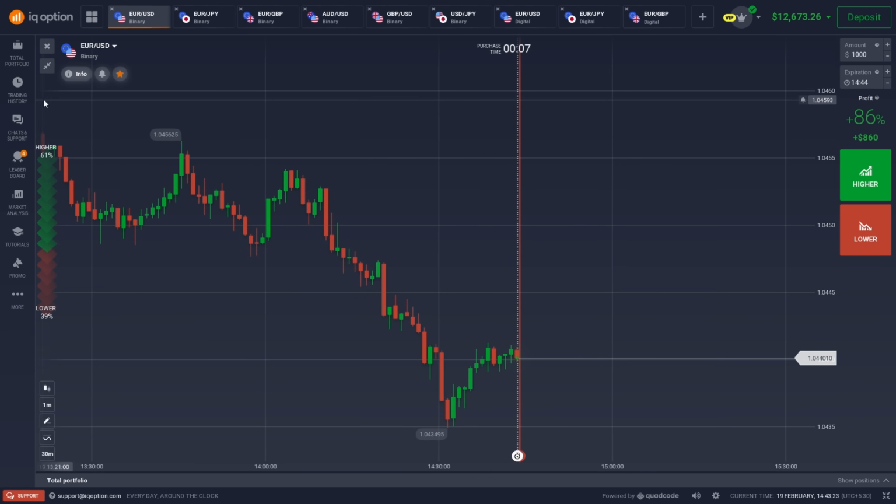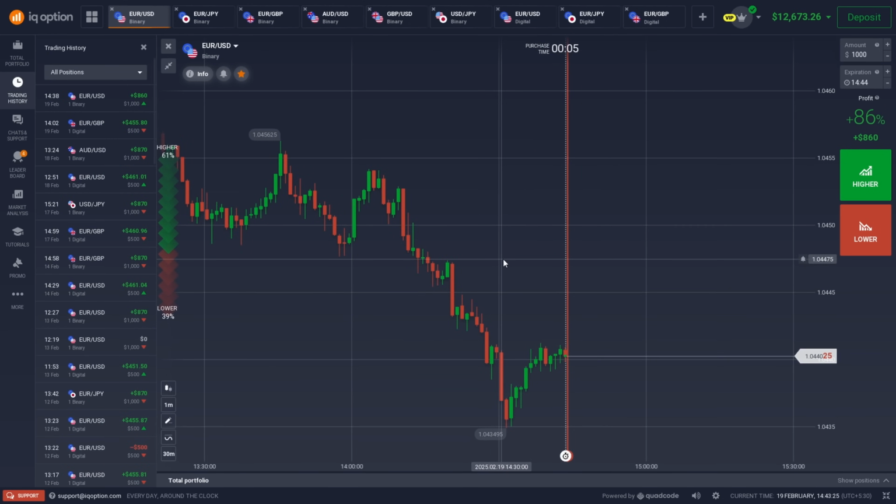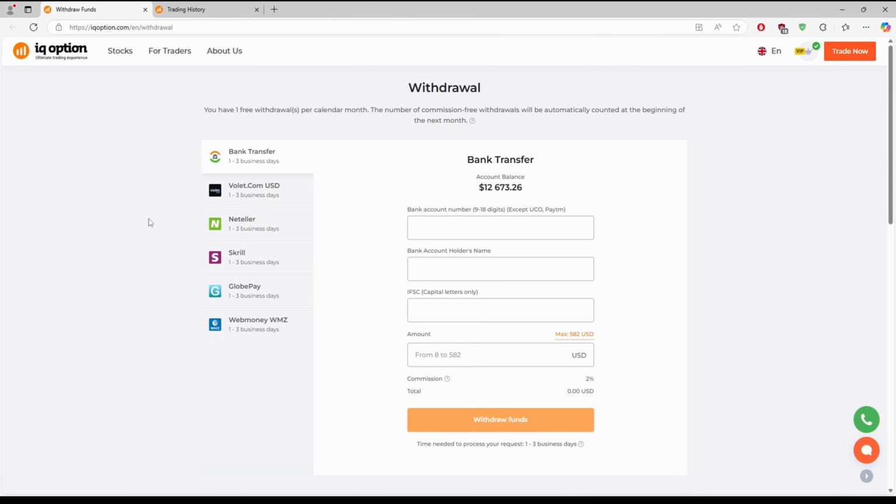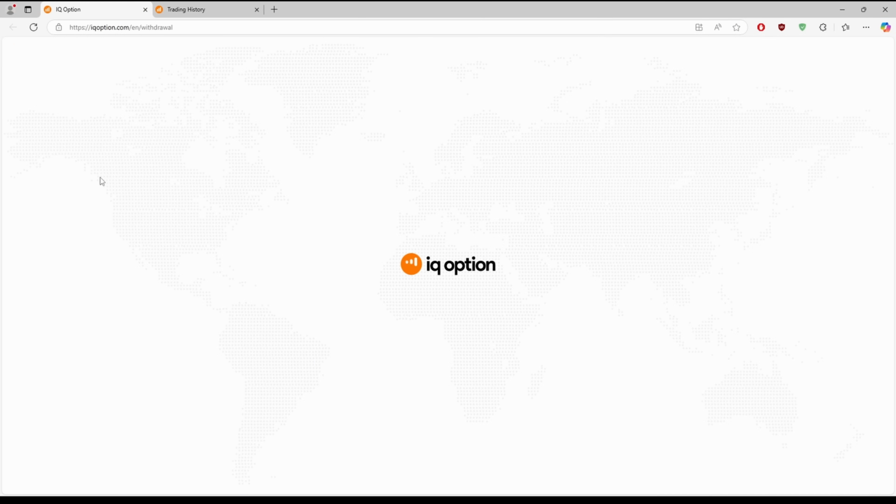Let's see how much we have made. So we have made 860 plus 455. We have taken two trades. So together it is 1300 and around $16. So it's time to take a withdrawal. Let's do it. I'm on the withdrawal page. Let's refresh.